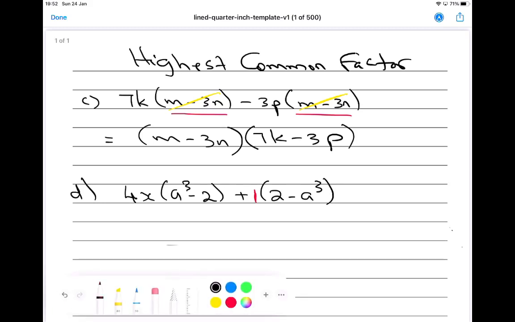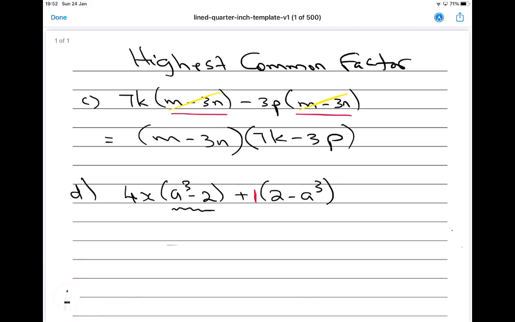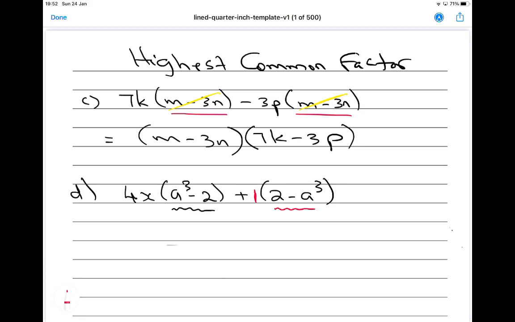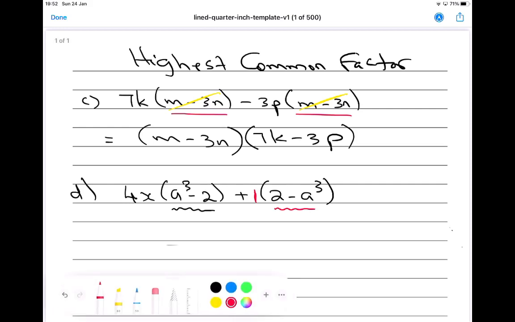Right, again, you want to look at the 2 terms. In these 2 terms, as you can see, this here is a cubed minus 2, but that there is 2 minus a cubed, so these are not equal. And this is where we said in grade 9, you can change the sign and then swap those around. So let us do that.